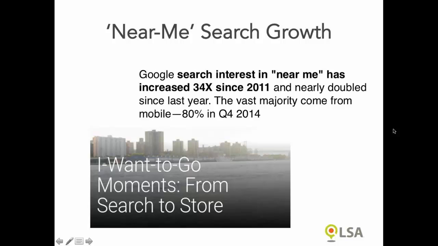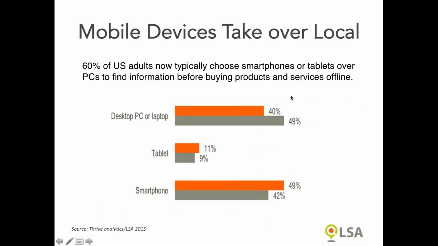Consistent with that, near me searches are growing enormously, which is causing a lot of effort on the part of Google to adapt to this changing consumer behavior. Mobile devices are now, as I said a second ago, more commonly used for local lookups than PC. This is LSA Drive Analytics data.